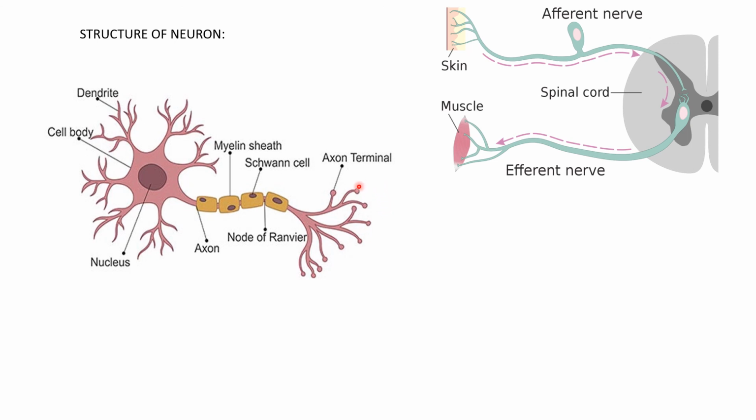If the myelin sheath is absent, then it is known as a non-myelinated neuron. Now there are two types of neuron. The first one is the afferent neuron and the second is the efferent neuron. Afferent neurons carry impulses from the sense organ to the central nervous system, and efferent neurons carry impulses from the central nervous system to the effector organs.